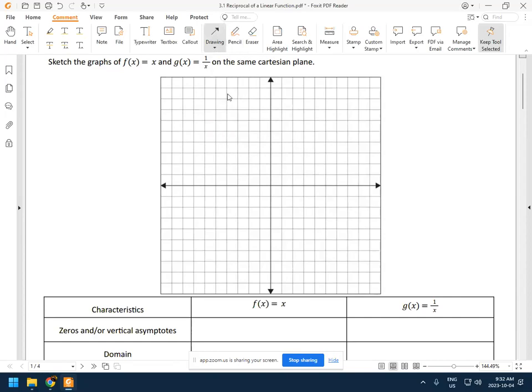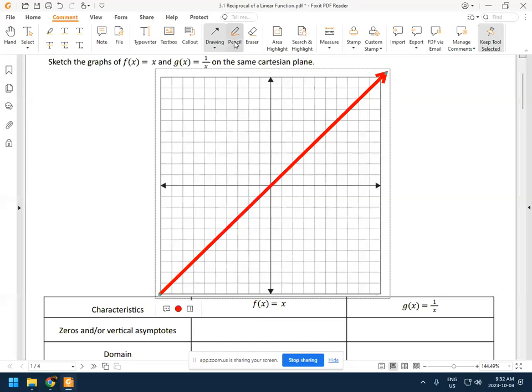What I'm doing right now is drawing. This is f of x. Okay, so that's f of x equals x, or y is equal to x. The slope is 1. The y-intercept is 0. You know what it is, mx plus b.